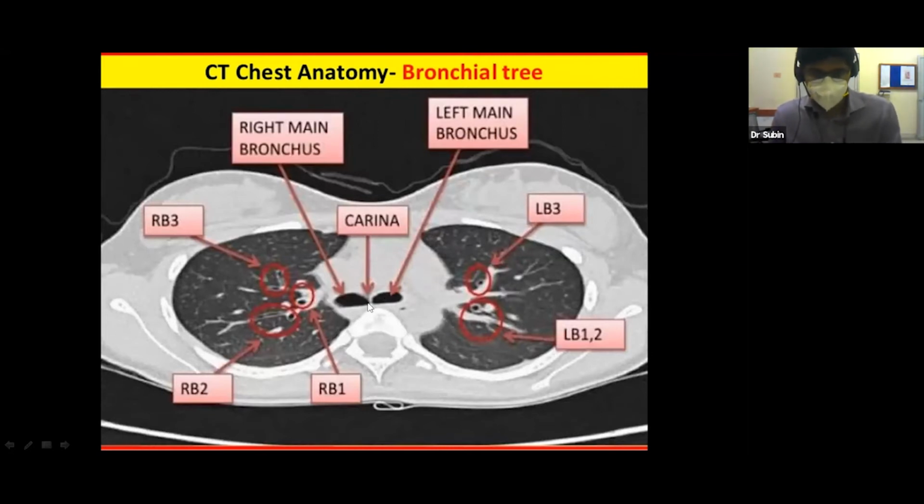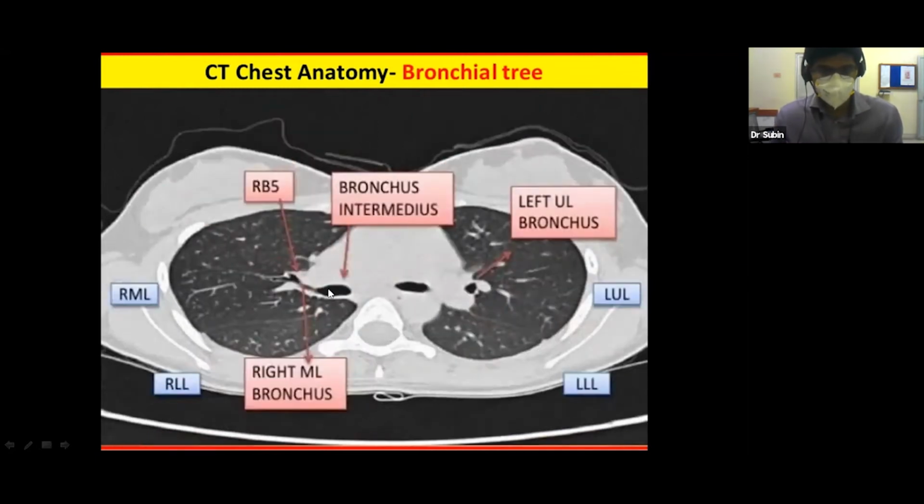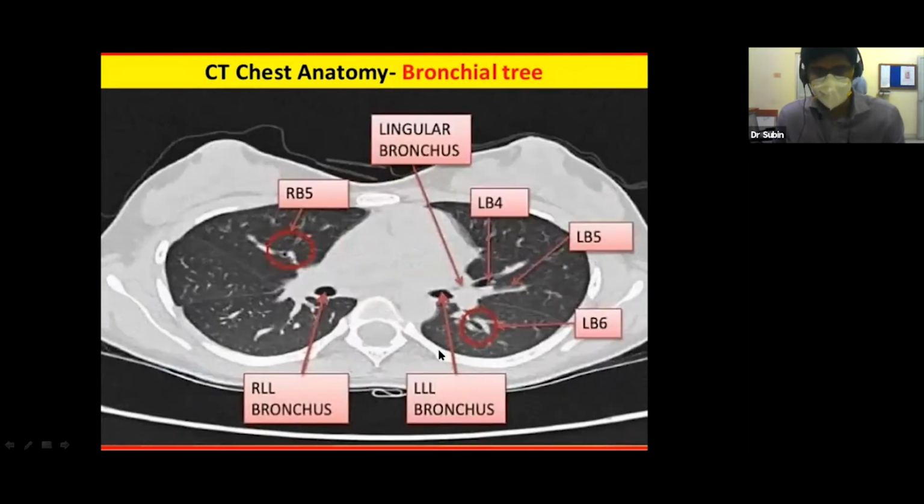So that's the level of the carina, where you see the right main bronchus, left main bronchus, and that's the bronchus intermedius. And these lines that you see, these are the fissures. These are seen on both sides, separating the right middle lobe and the right lower lobe. Here again, the left upper lobe and the left lower lobe.